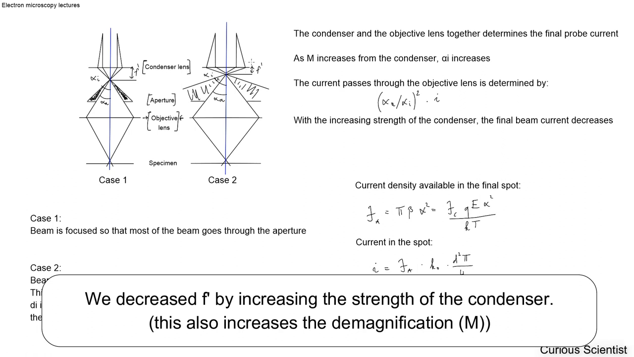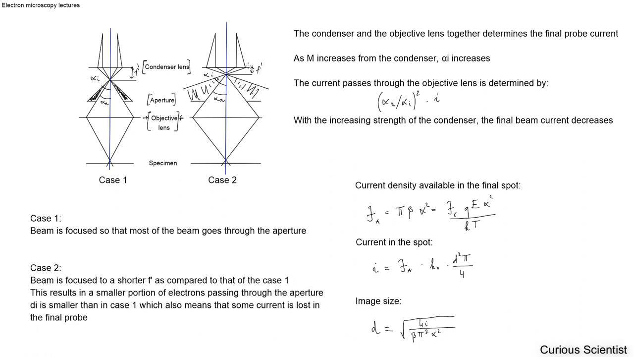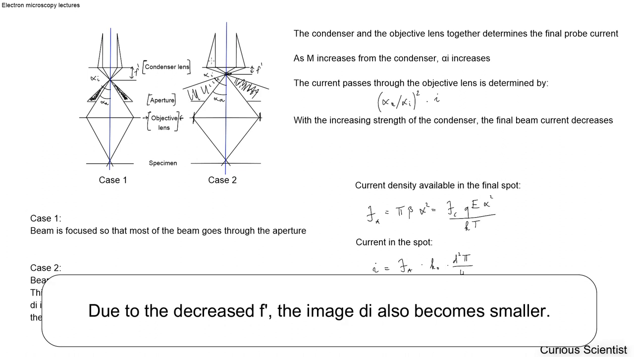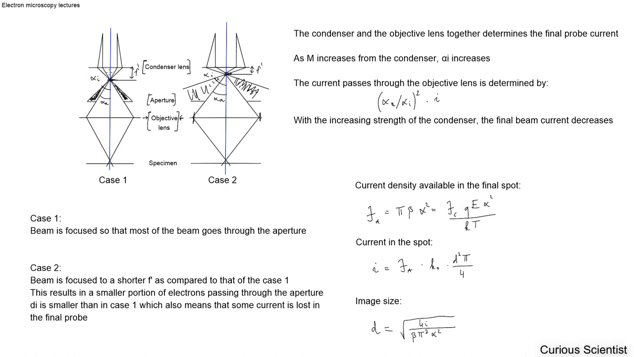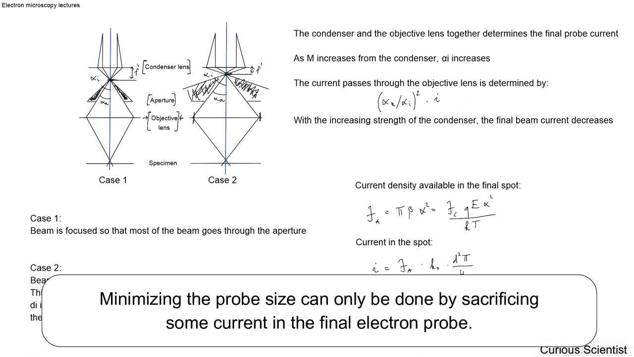And then as I said, if we decrease the distance, so we increase the demagnification, then this results in a smaller portion of electrons which are passing through the aperture, so here, because more is getting excluded by the aperture. And we also have a smaller DI, so DI basically is here, than in case one here, because we changed the demagnification. And also we lose some current in the final beam or in the final probe because we excluded so many electrons here. So this is what we have in the case 2.